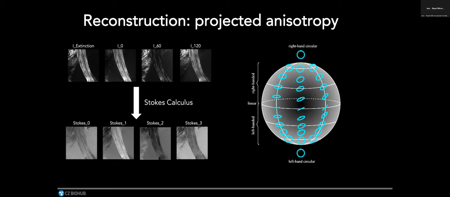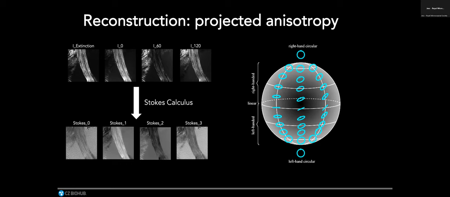The next step is to reconstruct the sample properties. So I'm going to talk about how we reconstruct the anisotropy. The raw data captures information about both the sample properties and the parameters of instrumentation, so the parameters of the light path. So the first step is to represent the data in the space where the instrument properties are removed. We go from the raw intensities to a Stokes representation of light, and these images show properties of light in the image plane.